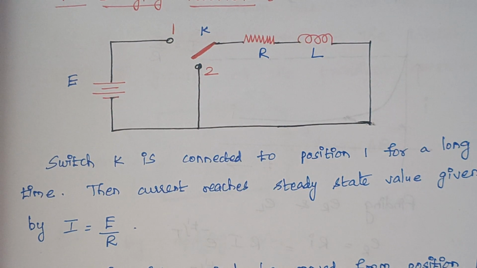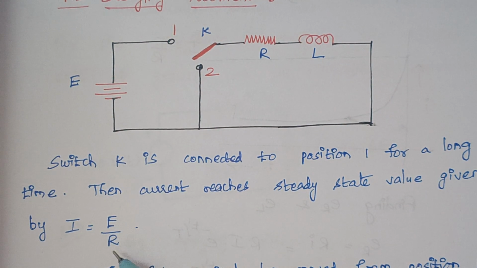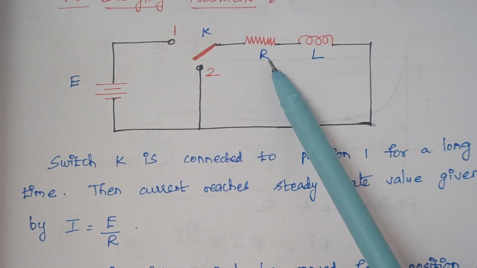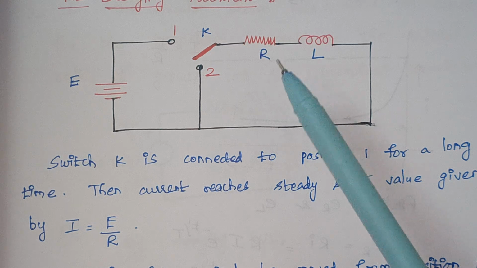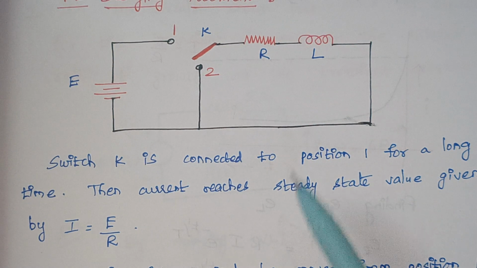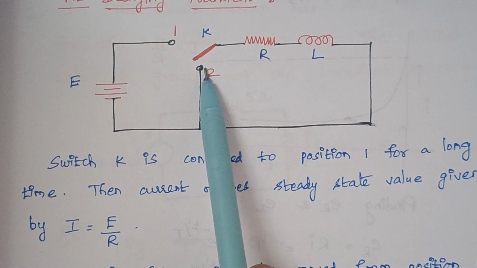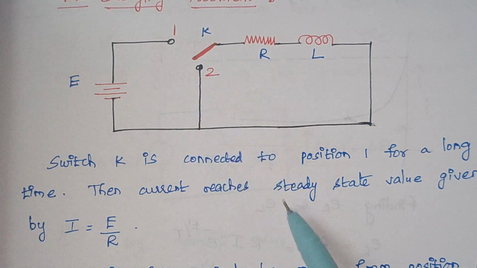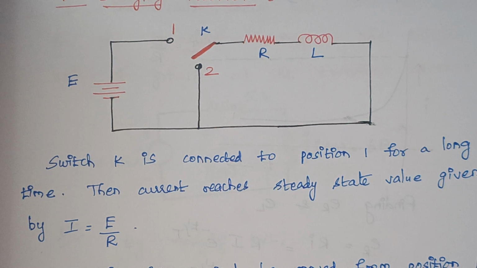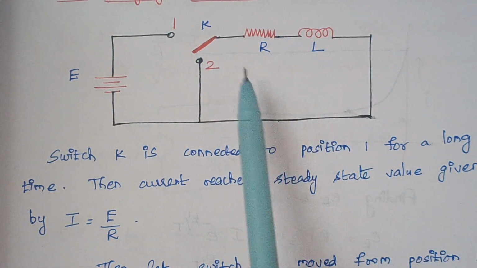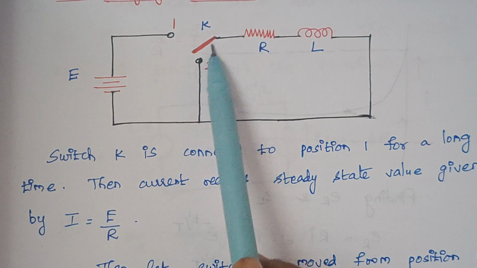So the steady state value of current is given by E by R, where E is the source voltage and R is the resistance present in the circuit. Now we are moving this switch K from position 1 to position 2. This happens at a time t dash. Now again we are going to apply KVL for this part. The switch K is now in position 2.